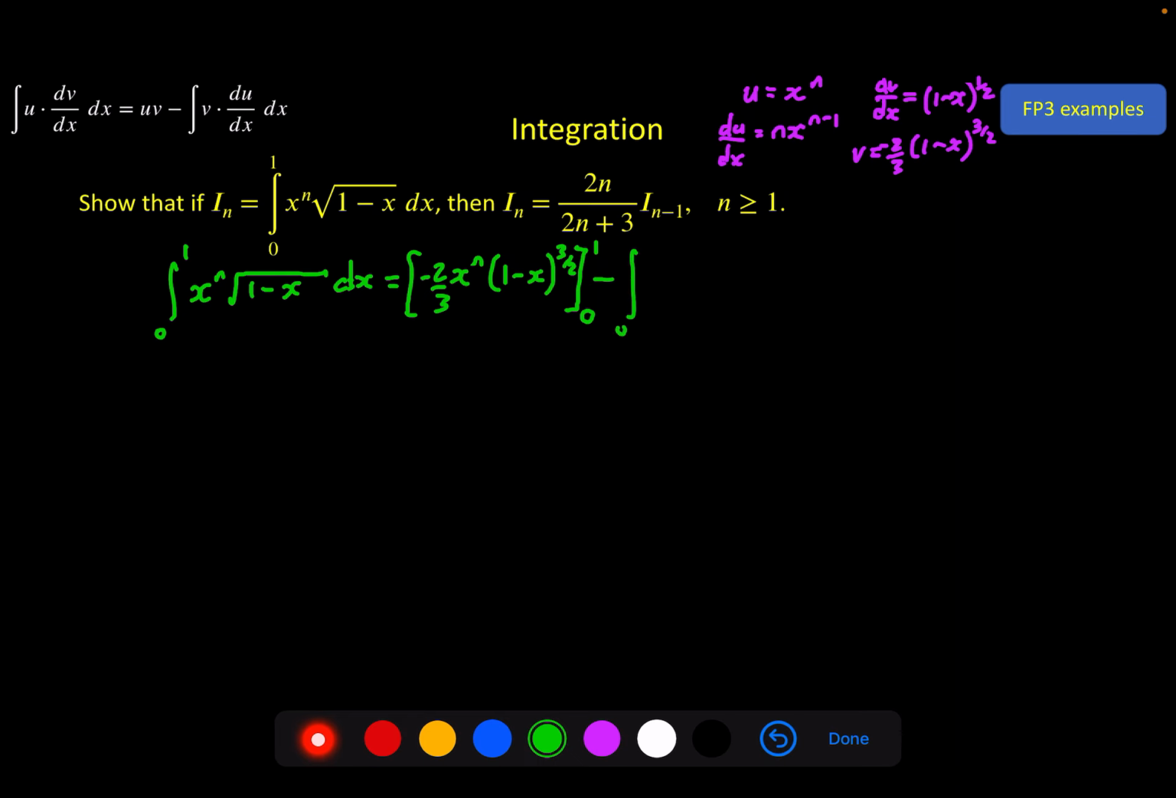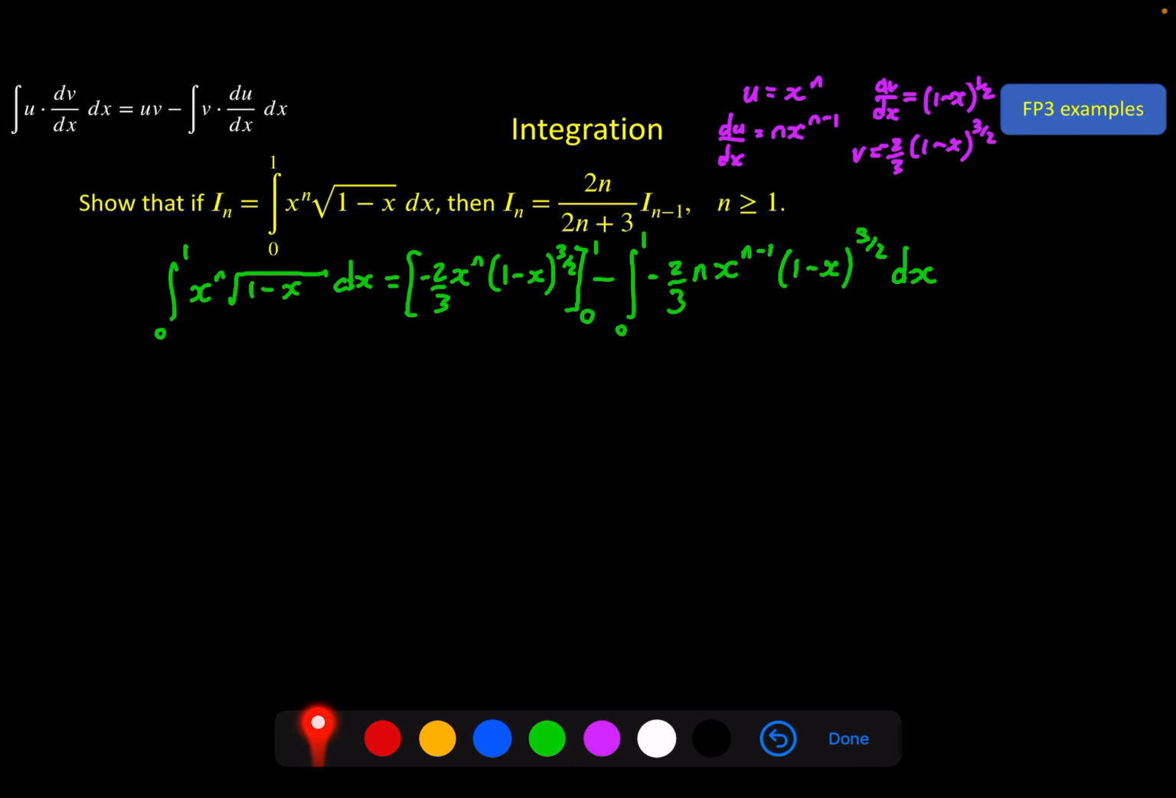Minus the integral from 0 to 1 of v times du by dx. So we've got a minus 2/3 from the v, we've got an n x to the n minus 1 from the du by dx, and then we've got the rest of the v. I'm writing it like this just because I like my numbers first, and then my powers of x, and then my brackets. But I hope you can see that this is v times du by dx in here.